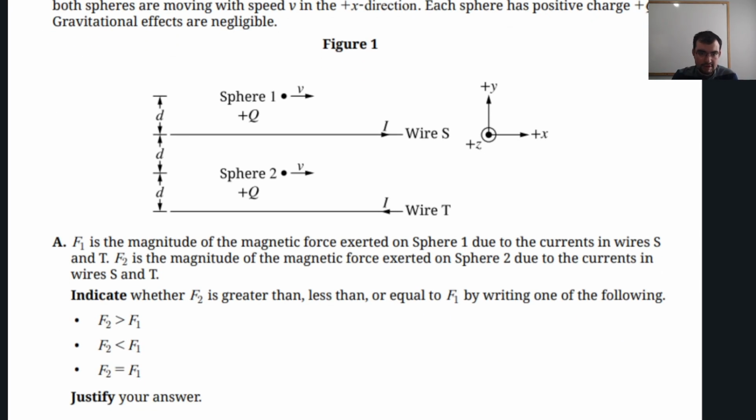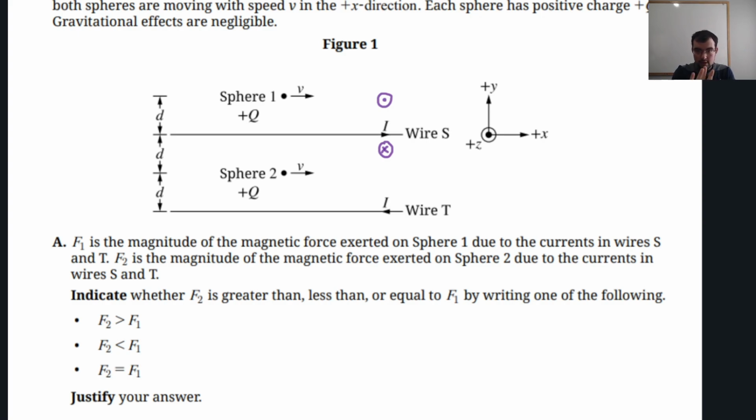So the best way of doing this is understanding that this is going to be related to magnetic fields and the QV cross B force. So we're really just comparing B, because Q and V are the same. So wire S, just using the right-hand rule. Again, I stick my thumb in the direction that the current flows, and then I wrap my fingers around. So for wire S, my fingers pop out of the page above wire S, and they go into the page below wire S. So anything above wire S gets an out of the page B field, anything below wire S gets an into the page B field.